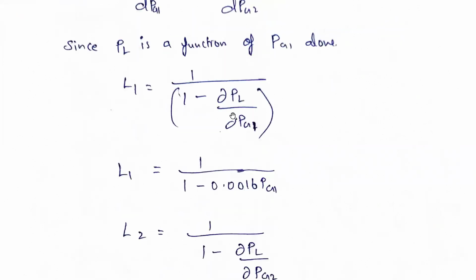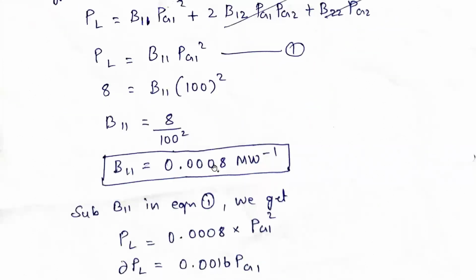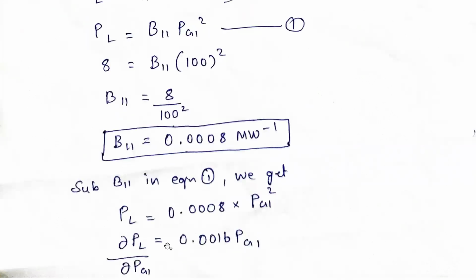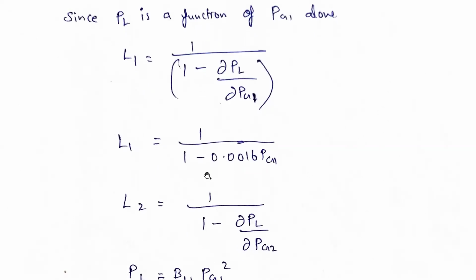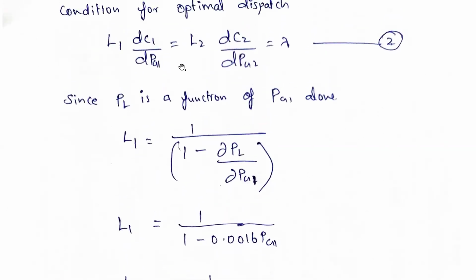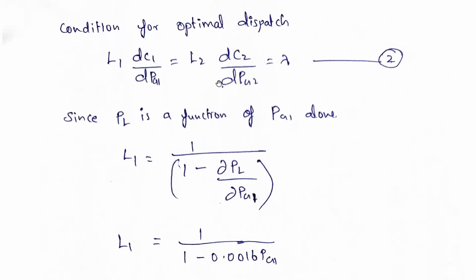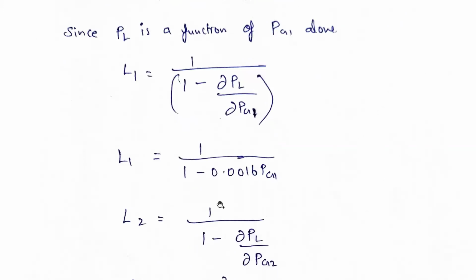And similarly, ∂PL divided by ∂PG1 we already calculated. So that formulation we have back here. That is, ∂PL divided by ∂PG1 is equal to 0.0016 PG1. Similarly, this L2. So L2 is equal to 1 divided by 1 minus ∂PL divided by ∂PG2.